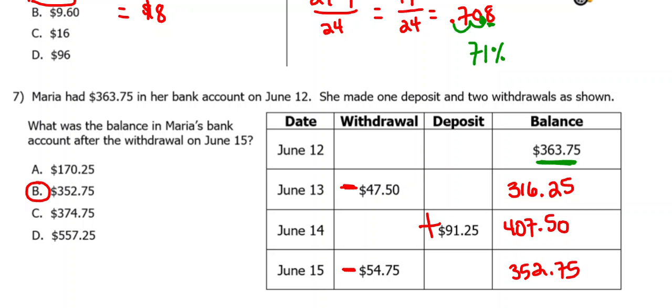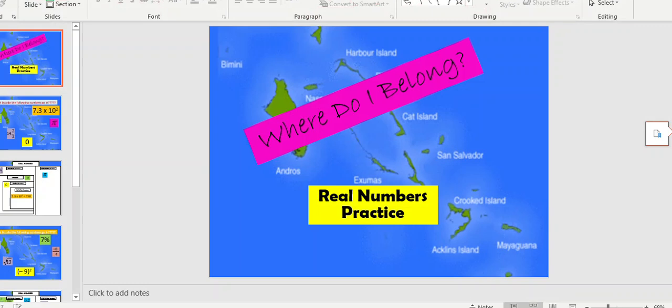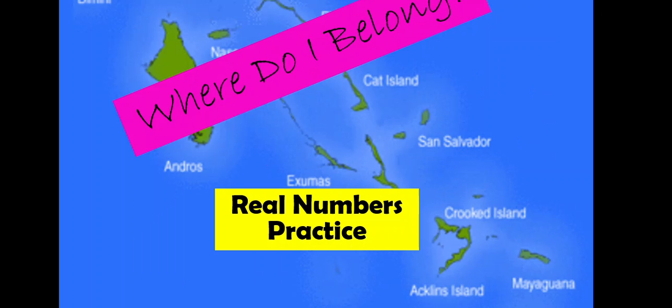Okay, so you guys will see there is a diagram in your packet that kind of reviews all of the different number systems with you. Okay, so let's just all kind of do this little activity together. So what I want to show you is this. All right, where do I belong?